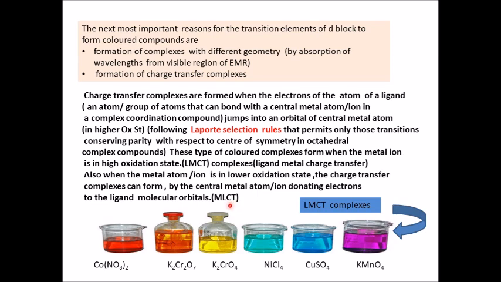Now we will see some of the complexes which are LMCT complexes, that is KMnO4, for example, a very common compound you see in the lab, copper sulfate, another one. These are all LMCT complexes where the ligand atoms donate electrons to the empty orbitals of the metal atom. Here it is copper and there it is Mn.